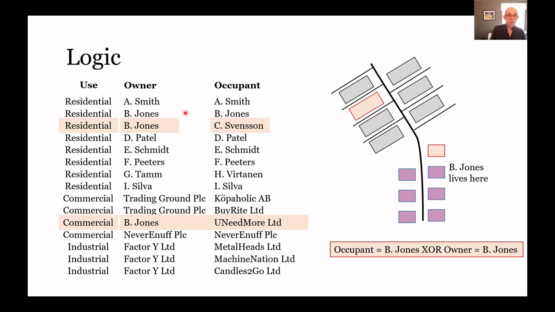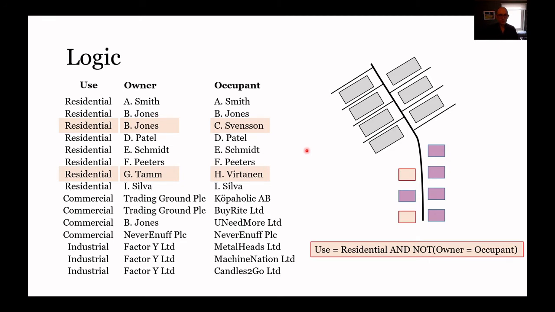there, because we don't want our B. Jones person in both columns here. We want them to be just one or the other. So that's an example of that. Now let's look at combining and negation. So we can actually use equals residential. So we look for residential here. All of these are residential. So far in this first part of the query, use is residential, we should get all of those. But there's a second condition, and let's ignore the NOT for now, and the owner is equal to the occupant.